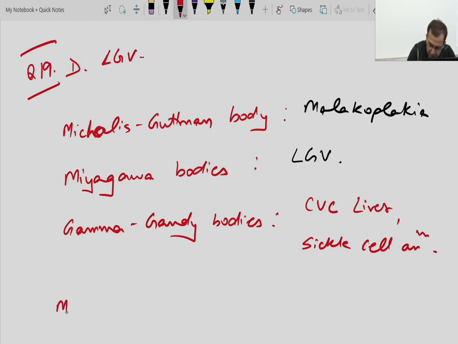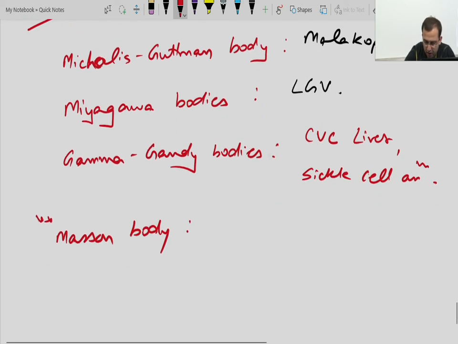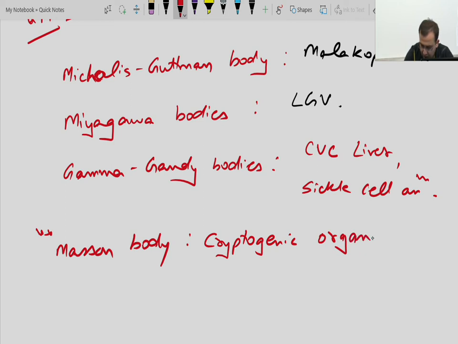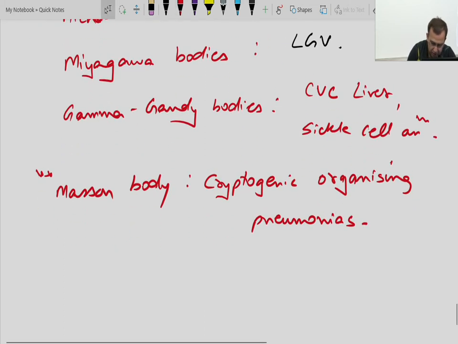Next, Masson body. Please put a double star on this. Extremely important. I'll show you what they look like when we discuss the AIIMS paper. Masson bodies are seen in cryptogenic organizing pneumonia.